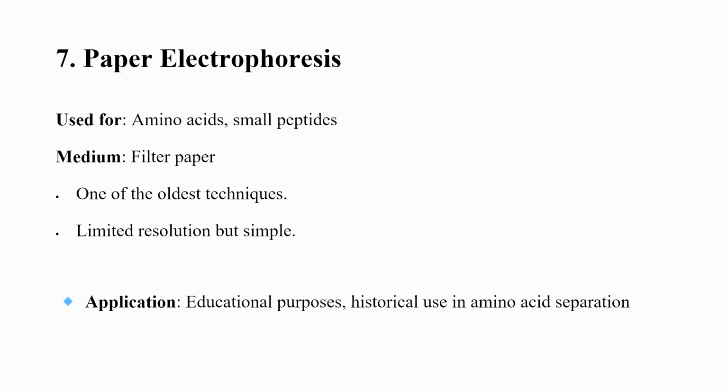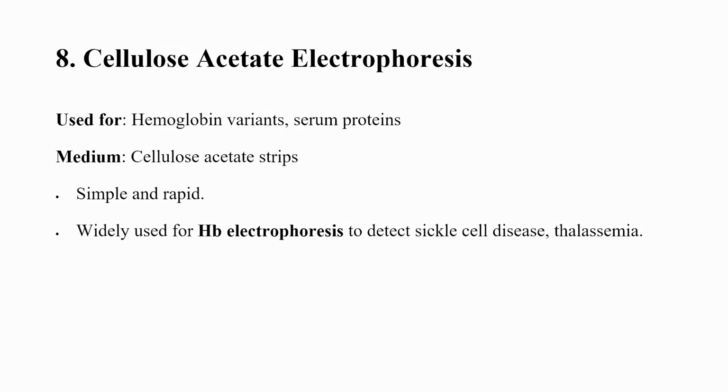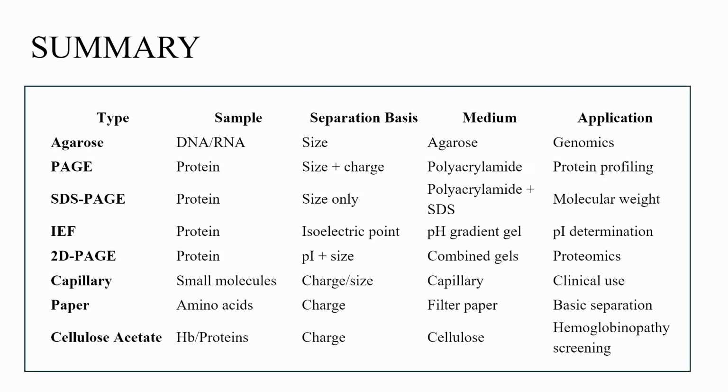Then comes cellulose acetate electrophoresis. It is used for hemoglobin variants and serum proteins. Medium is cellulose acetate strips. It is simple and rapid. It is widely used for Hb electrophoresis to detect sickle cell disease and thalassemia. This is the summary table.